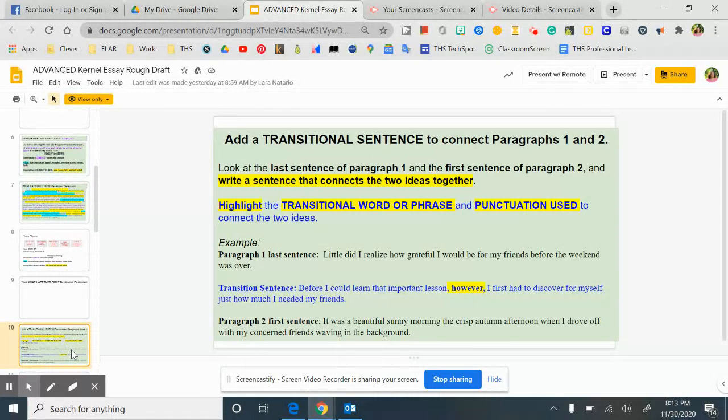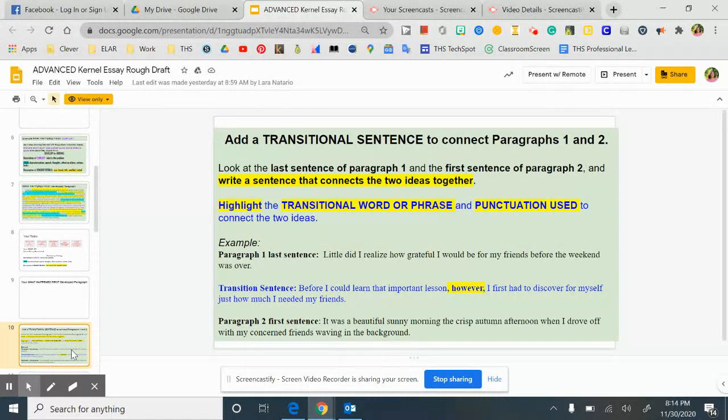An example, paragraph one, last sentence: little did I realize how grateful I would be for my friends before the weekend was over. And then the transition sentence: but I could learn that important lesson. However, I first had to discover for myself just how much I needed my friends. Okay, so paragraph two, first sentence: it was a beautiful sunny morning, the crisp autumn afternoon when I drove off with my concerned friends waving in the background.